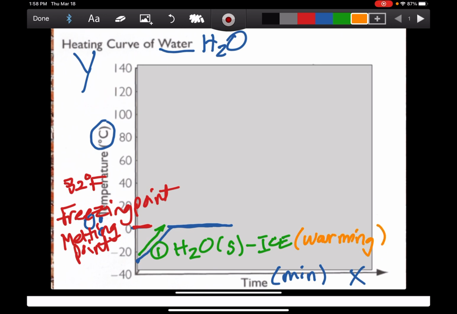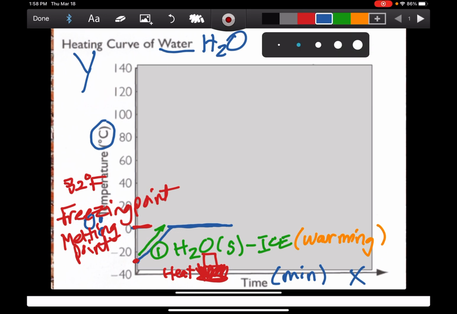That means as I started my heating curve, let's say I have little blocks of ice, and I put a flame underneath it. I'm adding heat all the time while this heating curve is taking place. I started with ice at -30. I keep adding heat, and keep adding heat, and as I add heat, my curve is rising. My particles of ice are gaining energy. But at 0, something very interesting happens to the curve.